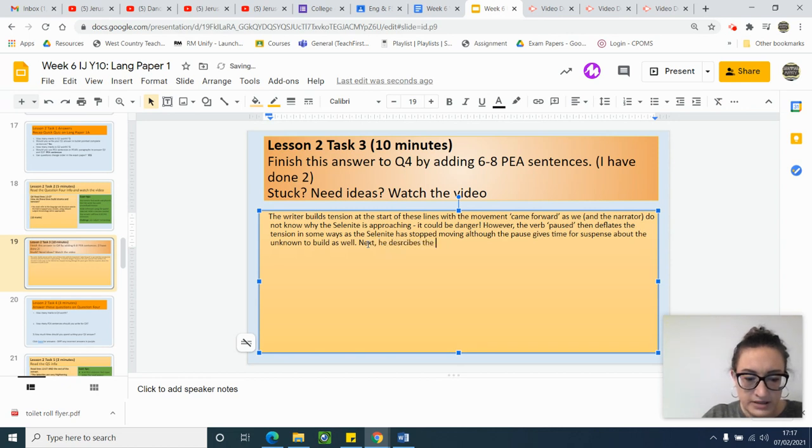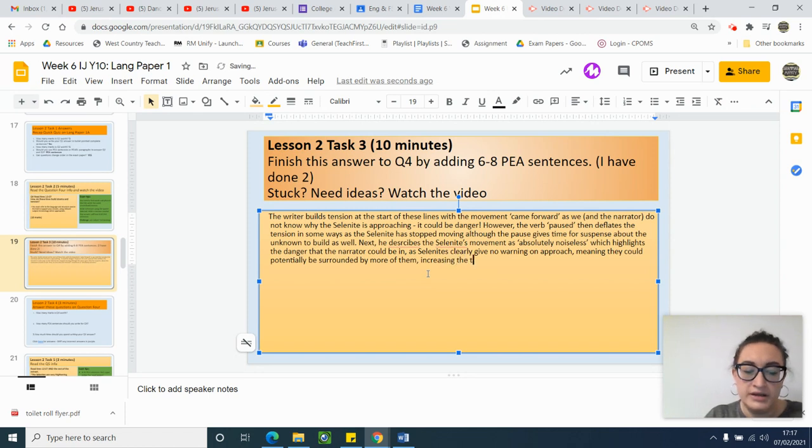He describes the Selenites' movement as absolutely noiseless, which highlights the danger that the narrator could be in, as Selenites clearly give no warning on approach, which means they could potentially be surrounded by more of them, increasing the tension. I did nearly forget to focus on the question there: increasing the tension.